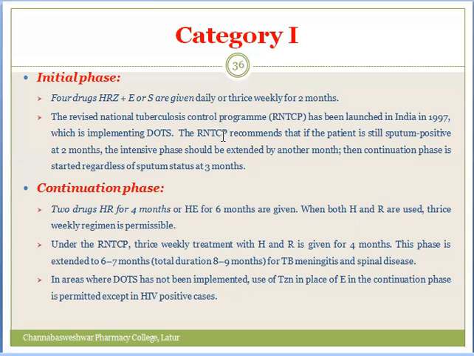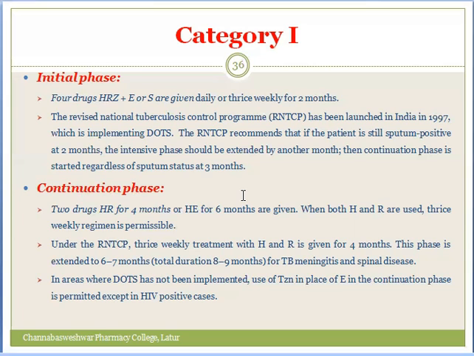The RNTCP recommends that if the patient is still sputum positive at 2 months, then the intensive phase should be extended by another month, and then the continuation phase is started regardless of the sputum status at the 3rd month. It means that after 2 months of treatment, the patient's sputum is evaluated, and if the sputum test is positive, the 4 drug treatment is extended for 1 month, and then a sputum test is performed, and based on its result the continuation phase will be provided.